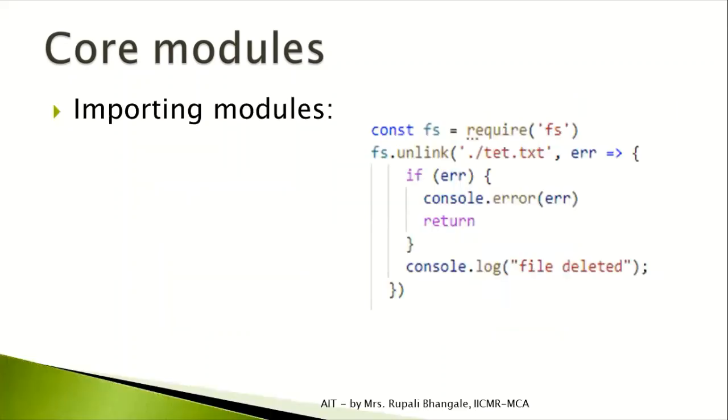This is how the require function is used. In this specific code, we are implementing the file system module, and this module is referred to with the object fs. Now just observe this code: unlink. Unlink stands for deleting the file. So this unlink operation can be implemented in your code. How come? Because we are importing that module into the system.